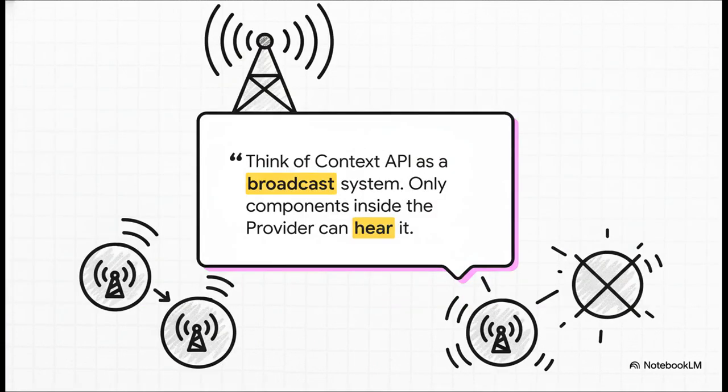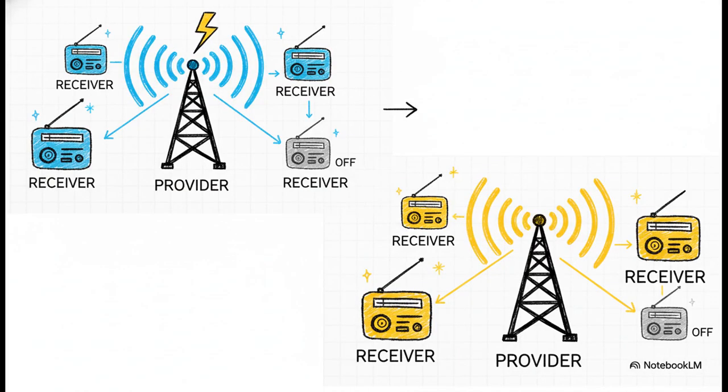Easy. You know, a really great way to think about it is like a radio broadcast. The provider is the broadcast tower, sending out a signal. That's your data. And only the components that are wrapped inside that provider, the ones with their radios turned on and tuned to the right station, can actually hear that signal. And here's where the real React magic kicks in. When the data in that provider changes, let's say the user logs out, the broadcast signal updates instantly, and every single component that's listening automatically re-renders with the new info. It keeps your whole UI perfectly in sync without you having to lift a finger.